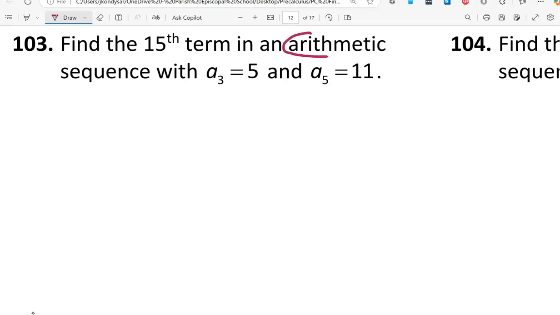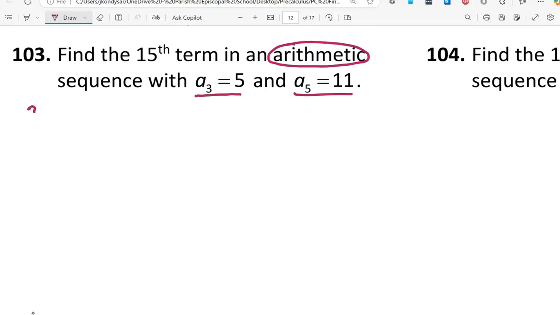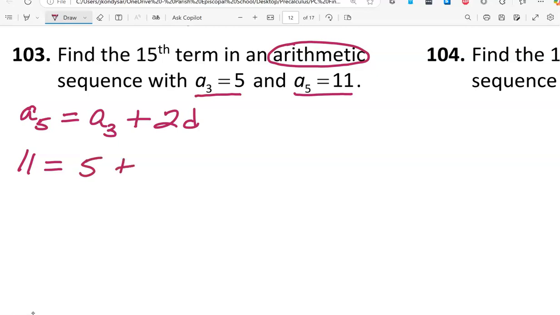In number 103, if we have an arithmetic sequence, and we have the third and fifth terms, we can relate the fifth and third terms in the following way. The fifth term is equal to the third term plus, since it's arithmetic, 2 differences, which is 2 because it's the difference between the term numbers. So our fifth term is 11 and our third term is 5. Solving this equation, we get 6 is equal to 2 times d, and d is equal to 3.